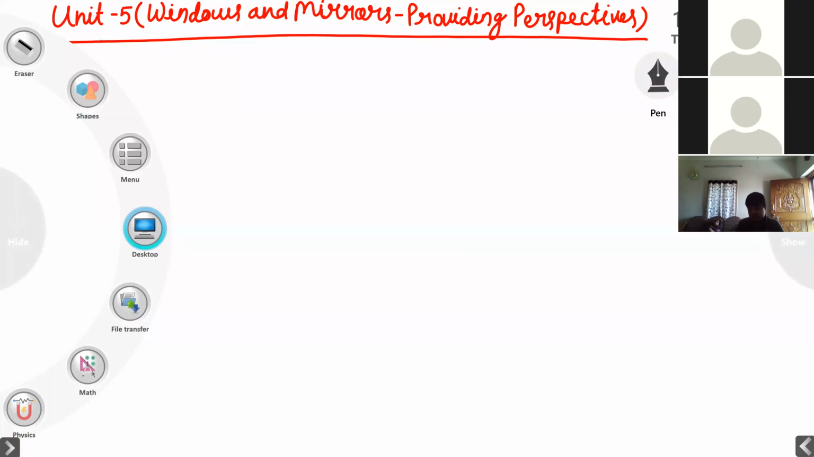The title of Unit 5, Windows and Mirrors, Providing Perspectives.